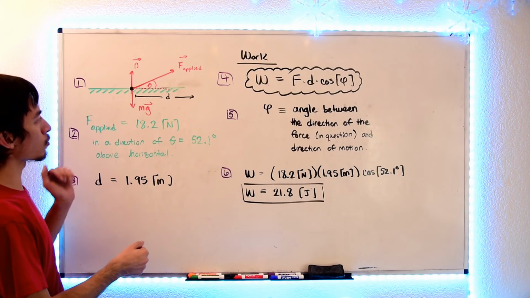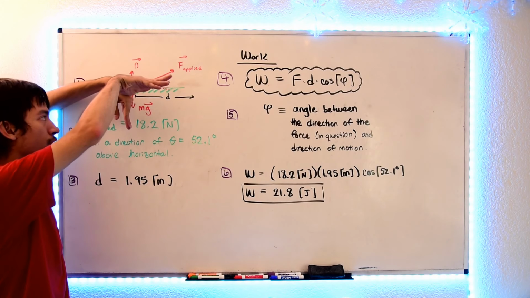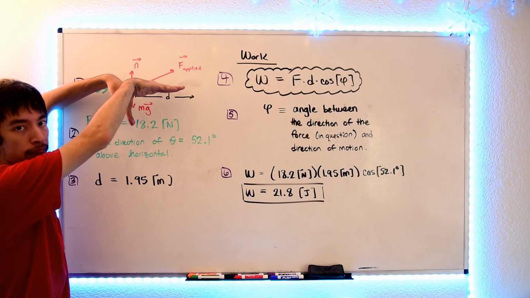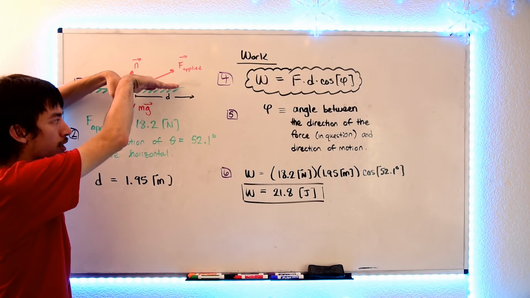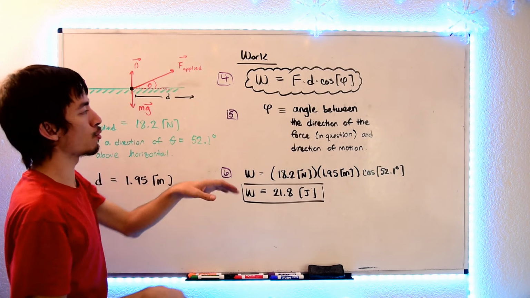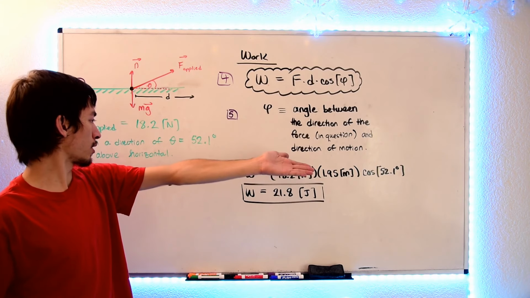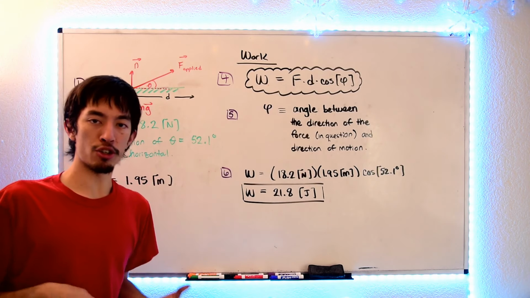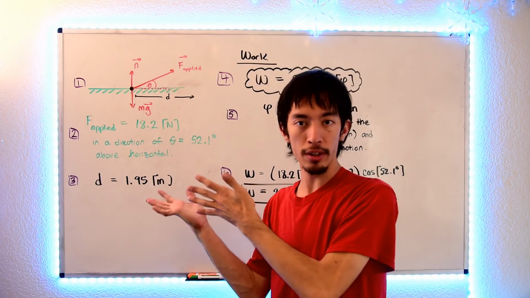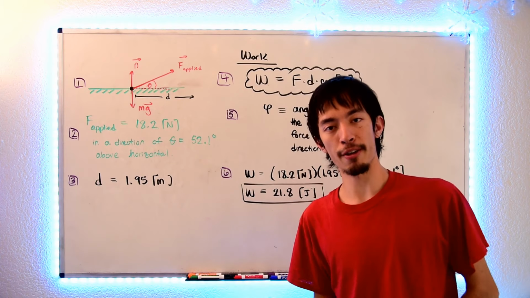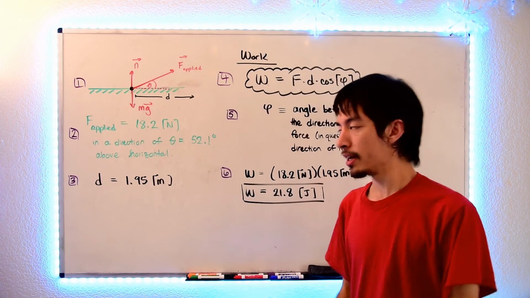So if it were the work done by the weight, that would point downwards while the motion is to the right. The angle between those would have been 90. So if you were to calculate that in theory, for the work done, you would use an angle of 90 in the equation rather than another angle like 52.1. So make sure you always ask what's the work that you're calculating for which force, and then use that direction for that force, and then use the angle between that direction and the direction of motion.